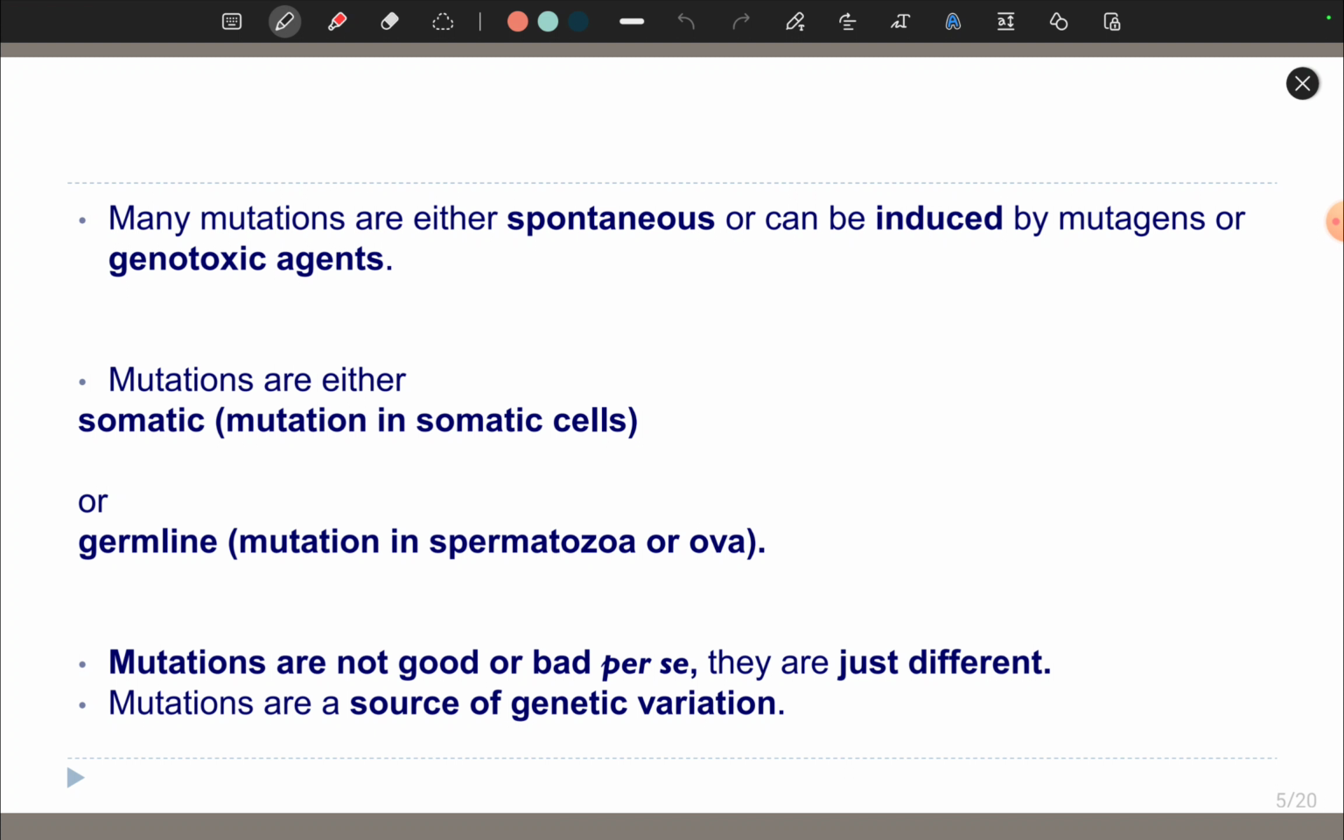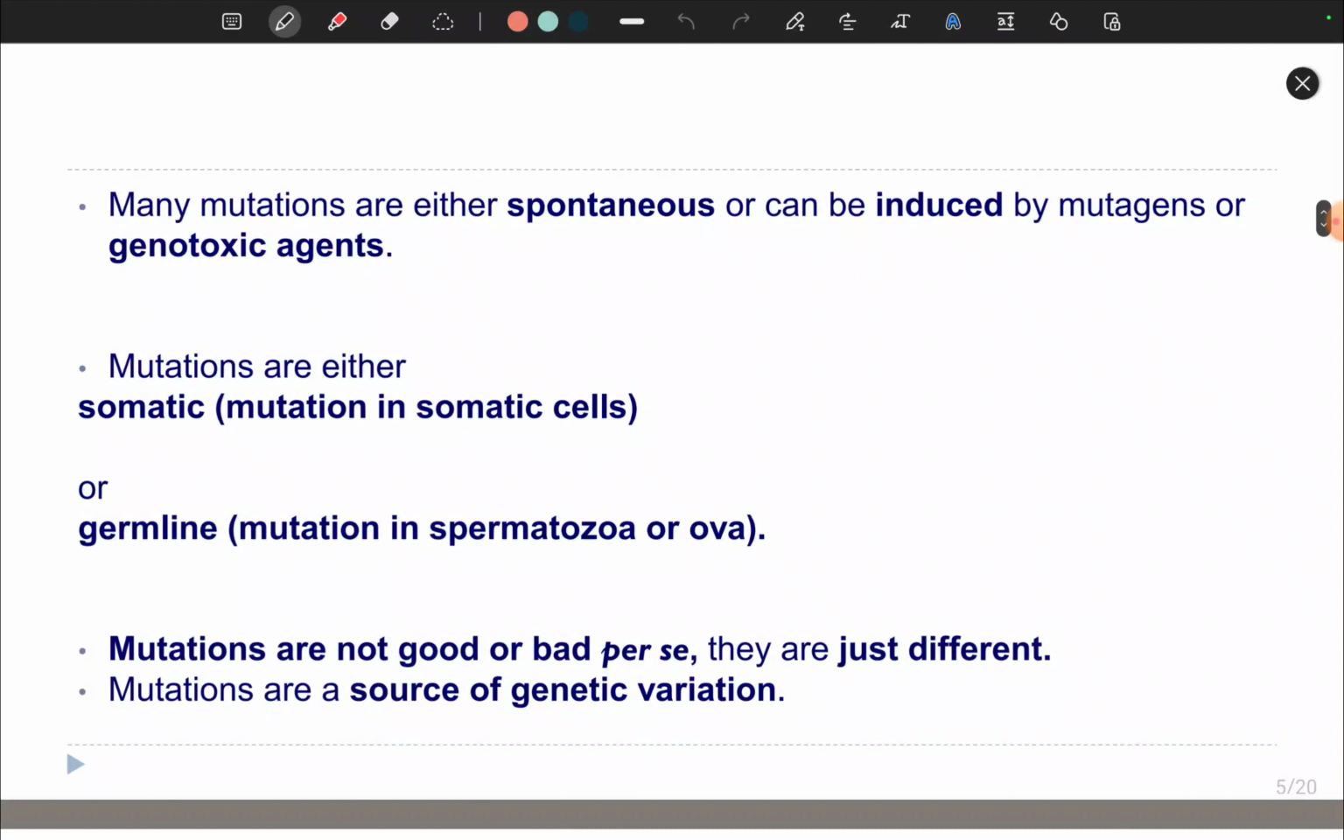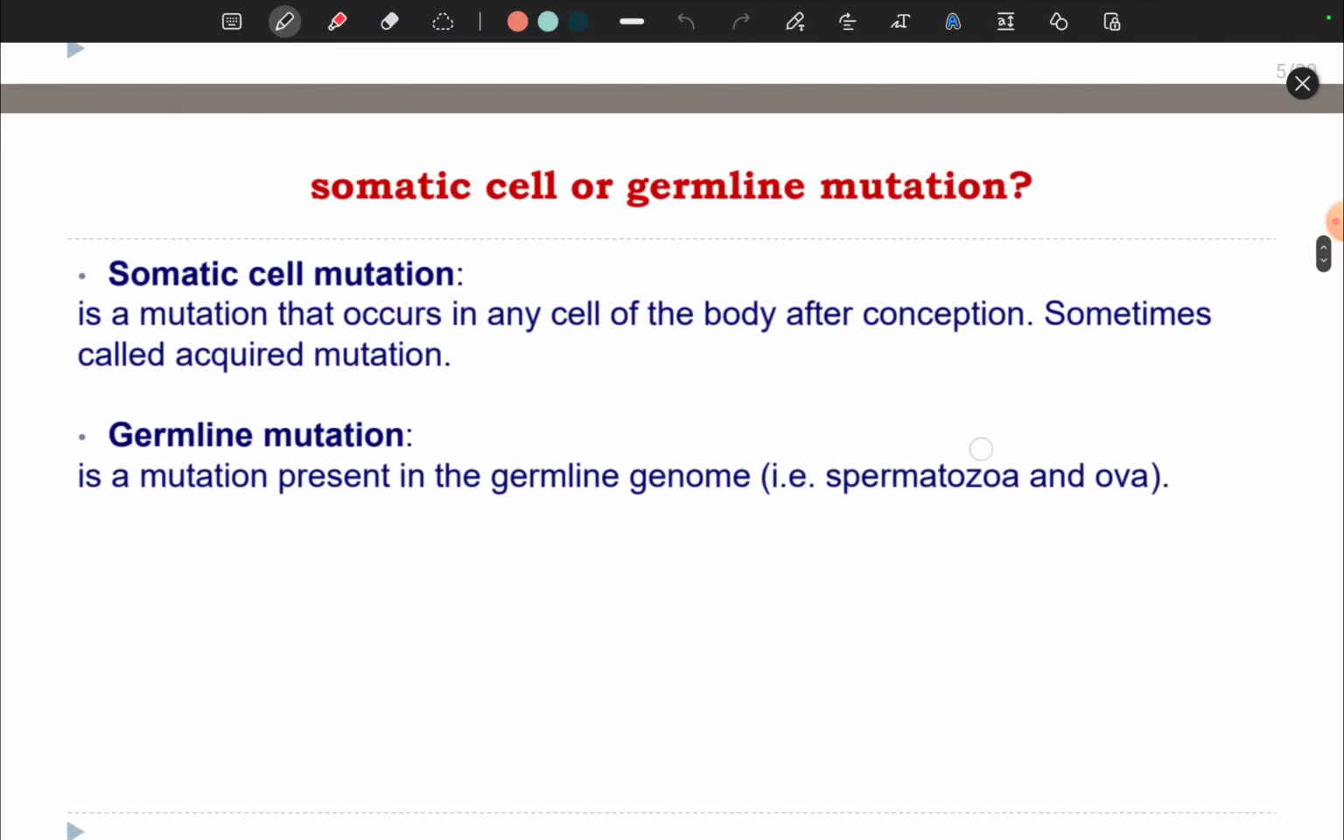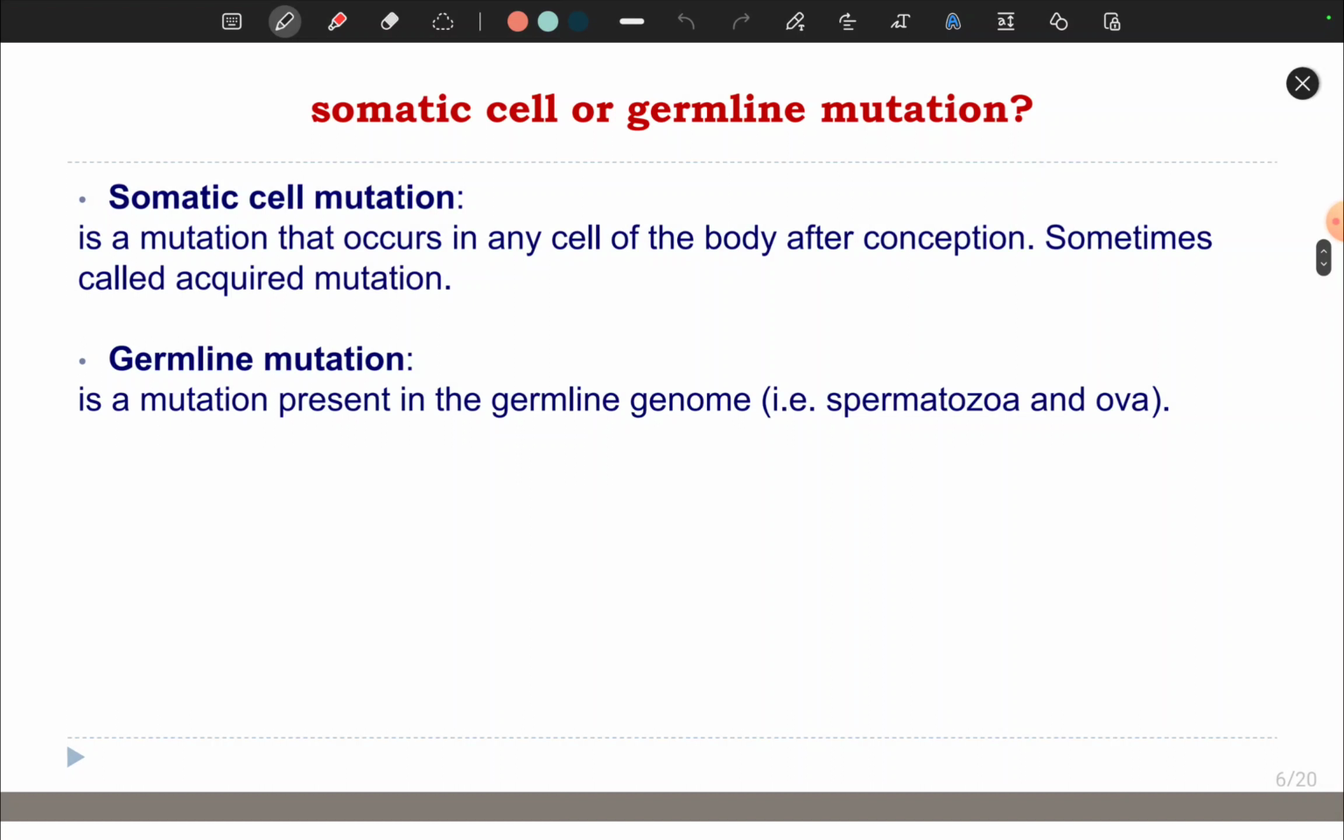Is mutation beneficial or harmful? You can say it's beneficial for other organisms. It can be harmful most of the time to human, but there are also examples of good mutations in human. And these mutations are associated with other conditions. Somatic versus germline. Any mutation in somatic cells is a somatic cell mutation. Germline includes spermatozoa and ova.